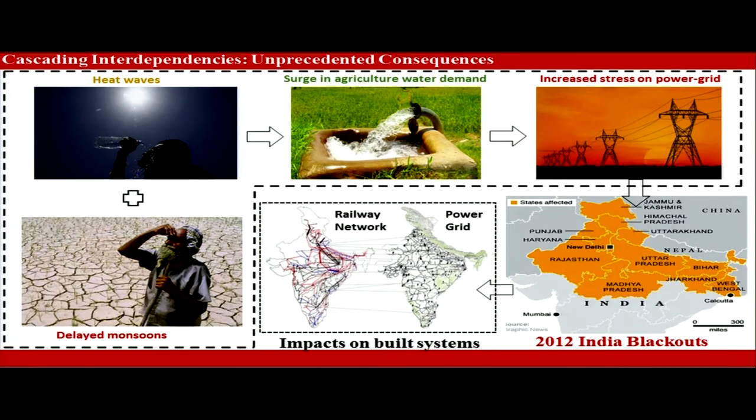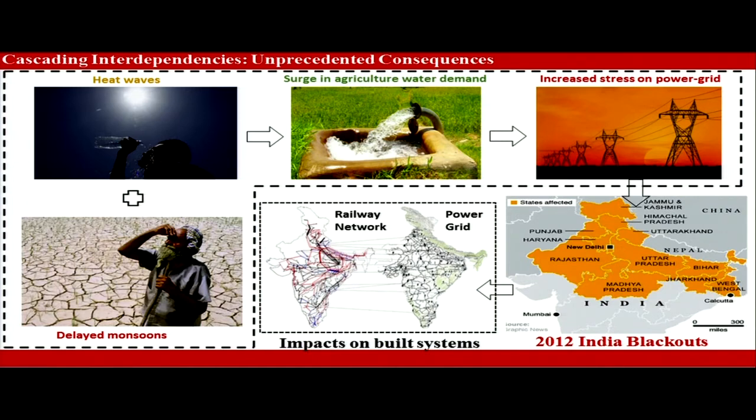This is one of the classic examples that we talk about: in 2012 there were delayed monsoons and a series of heat waves in the north part of India. These two events, in combination with the peak agricultural season, where there was a huge demand for water to sow rice, resulted in a surge in agricultural water demand. The combination of these three factors made farmers pump more and more water from the ground.